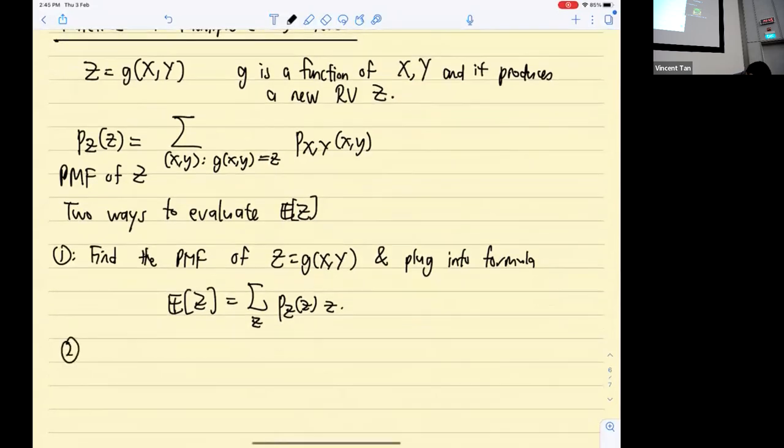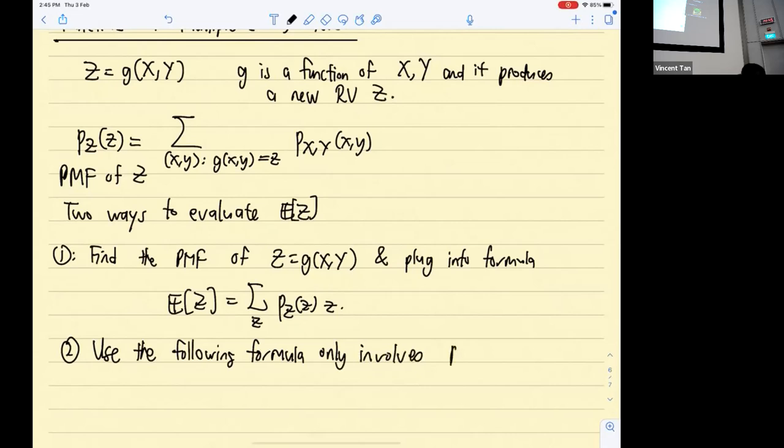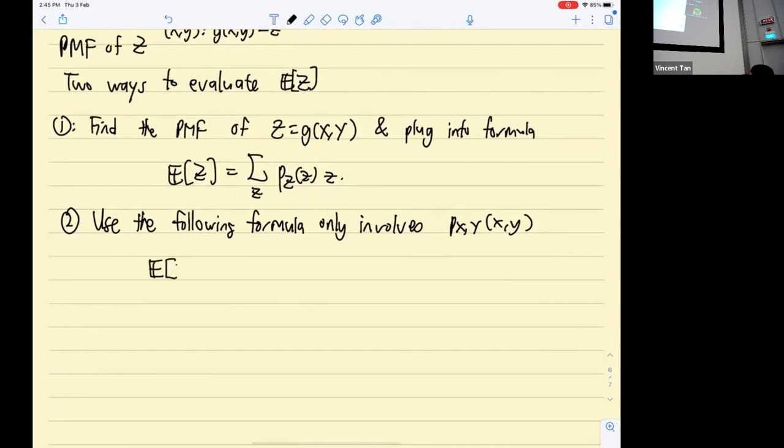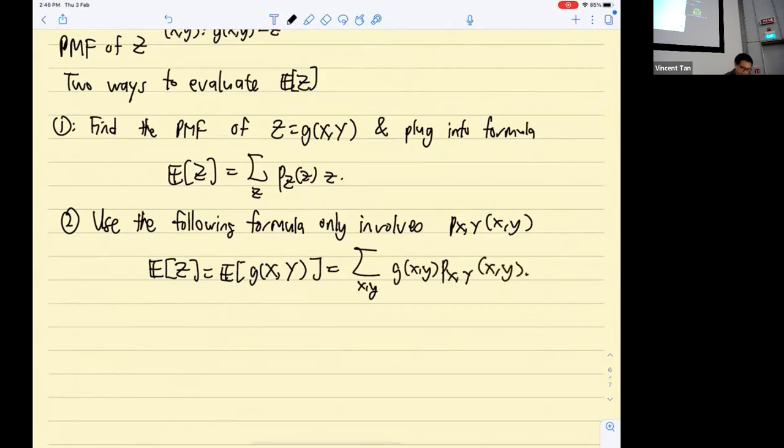The second method is more direct. Use the following formula that only involves the original joint PMF, P of X, Y. So the expectation value of Z, which is equal to the expectation value of g of X, Y, you just have to plug into the sum over all possible values of X and Y of g of X, Y times P of X, Y, like this. Okay, so there are two methods, and we'll see that these two methods yield the same answer, at least for one particular example.